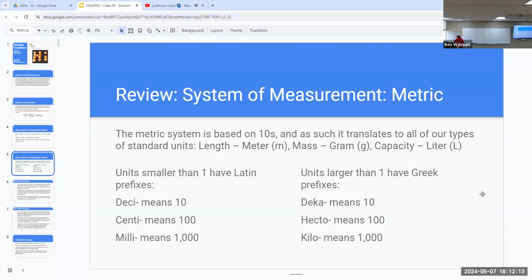Units smaller than one have Latin prefixes, so things in decimal, things in fractions. Deci means 10, centi means 100, milli means 1,000, and units larger than one have Greek prefixes, so deca means 10, hecto means 100, kilo means 1,000. Realistically, you're probably only going to use like half of those. When was the last time you played with decameters or hectoliters? You don't, right? So you only have a couple of different options that you'll actually use.